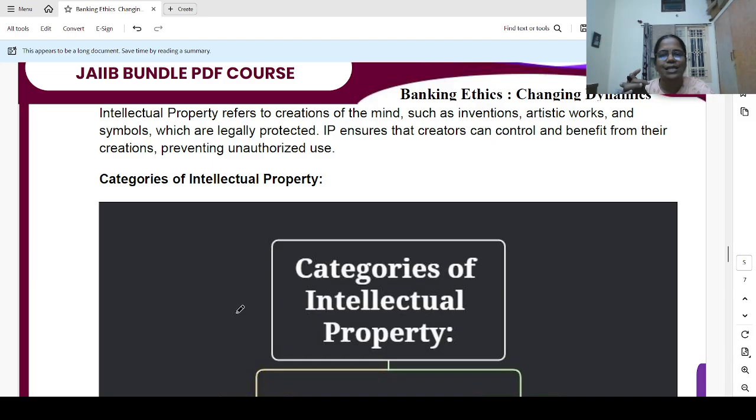So this ensures that the creators can control and benefit from their creations and their innovations, preventing the innovations from being used by a third party or used without authorization. So that is one of the ethics in banking, that is intellectual property rights.